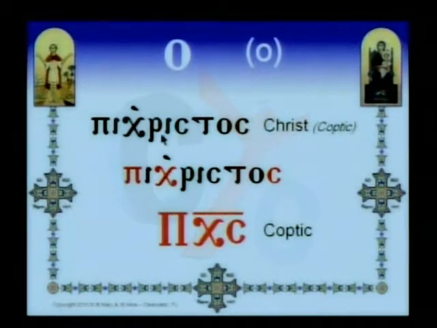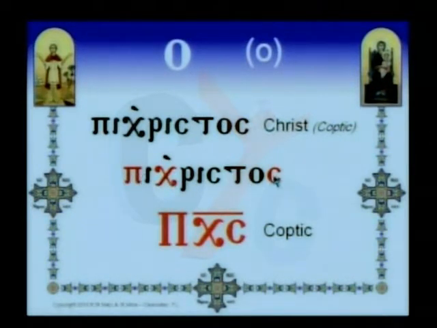The word pi Christos, I want to say a few words about it. Christos is originally a Greek word that we took from the Greek, but we added the P, which is the masculine definite article. In Coptic, we don't say Christos alone, it has to be P Christos, which translates into Christ. This is the Coptic way of saying Christ, and it is written this way.